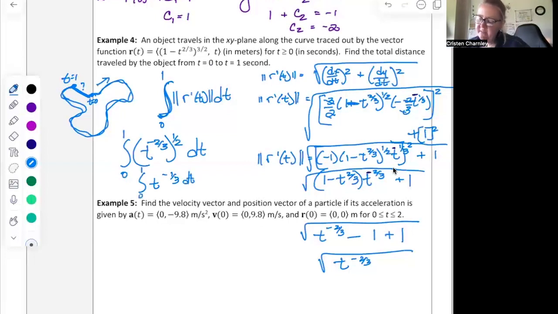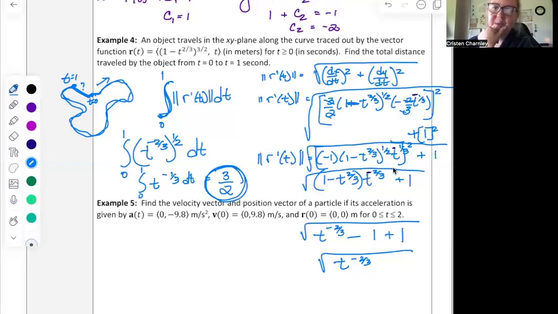The antiderivative of that would be t to the 2/3 multiplied by 3/2 in the front. We put in the 1, we put in the 0, and the final answer would be 3/2. So when it talks about total distance traveled and you're in vector, parametric, or polar, it's really just arc length.